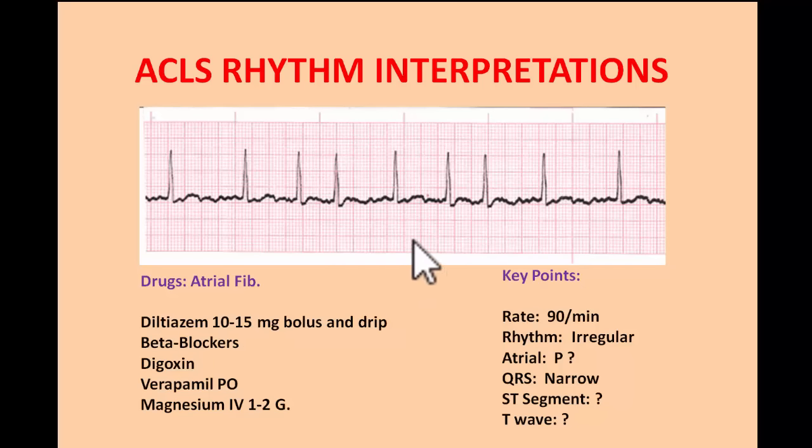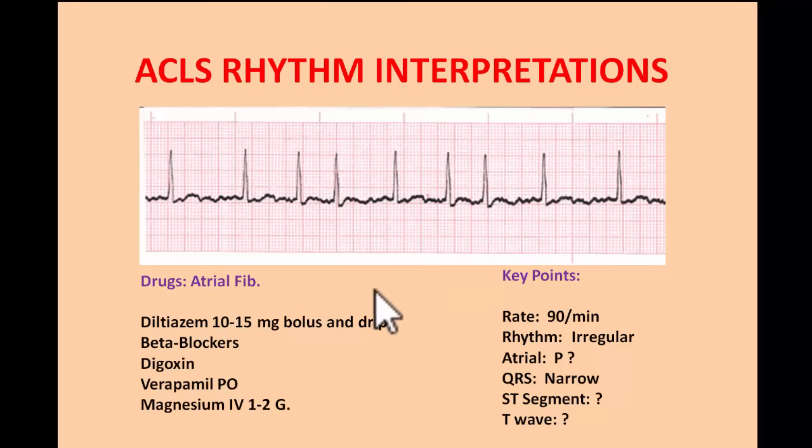We can also give a beta blocker such as Lopressor intravenously. In an acute situation, digoxin also works fairly well. You give 0.25 milligrams bolus followed by 0.25 milligrams every 6 hours for a total of 1 milligram to load the system with digoxin. We can use verapamil by mouth for chronic management of atrial fibrillation with rapid ventricular response.